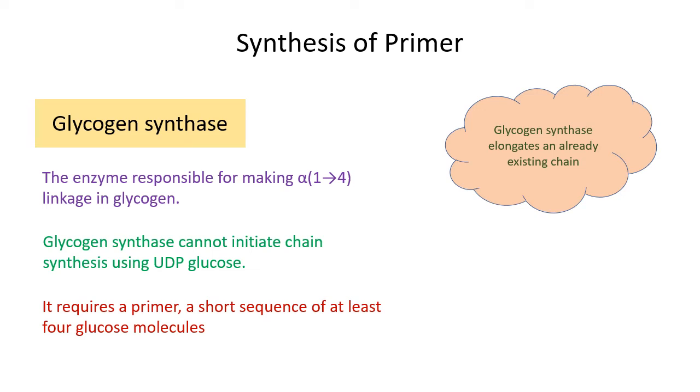From where do we get this primer? Now, in cells whose glycogen stores are not totally depleted, a fragment of glycogen can serve as a primer. What happens if we don't have this glycogen primer? If stores of glycogen are totally depleted?